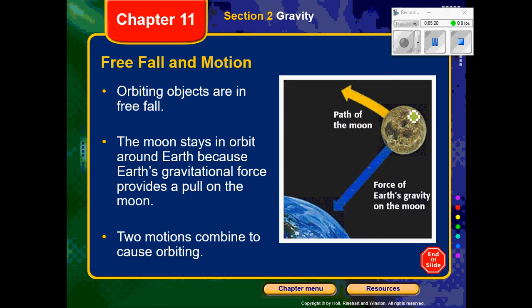So this is just a description of what we're talking about. Really, the moon is a satellite, and so you can see that the moon is moving this way, but at the same time it's falling down, which is matching the curvature of the Earth.